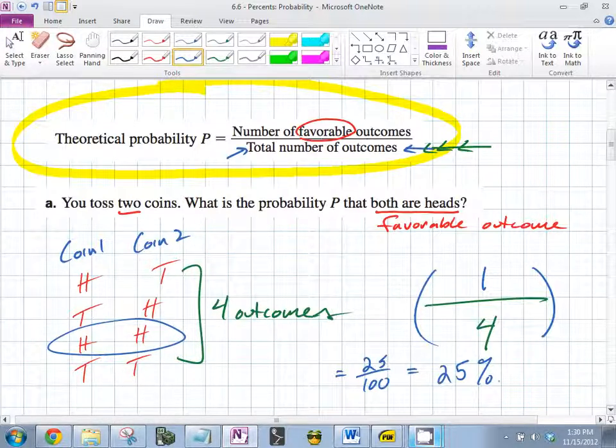You need to count the total number of ways you can play the game and count the number of favorable outcomes. If you know those 2 things, you can find the probability of something happening.